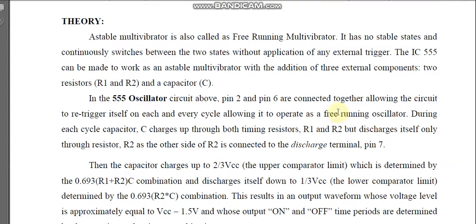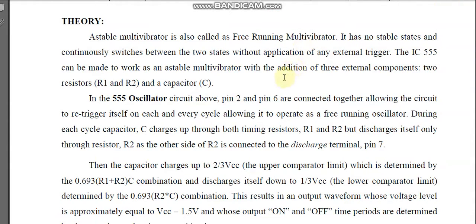So what is the astable multivibrator? It is a free running multivibrator. That is, it goes from the on period to the off period by itself, and from the off period to the on period. This is your on period, and this is your off period. You do not require any triggering pulses for changing from one state to the other, so we call it a free running multivibrator.